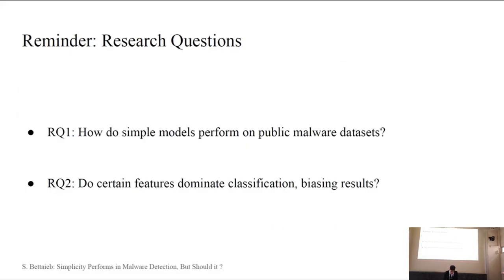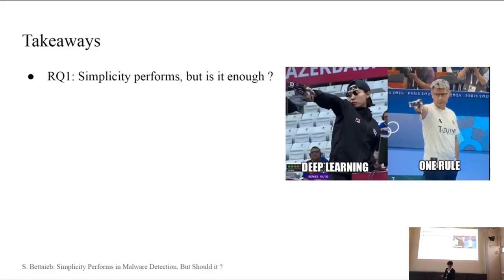Now let's go back to our research questions. The first one is, how do simple models perform on these academic public malware datasets? And the second one is, do we have certain features that dominate classification? For the first one, simplicity performs. It's clear that it works well, but is it enough?